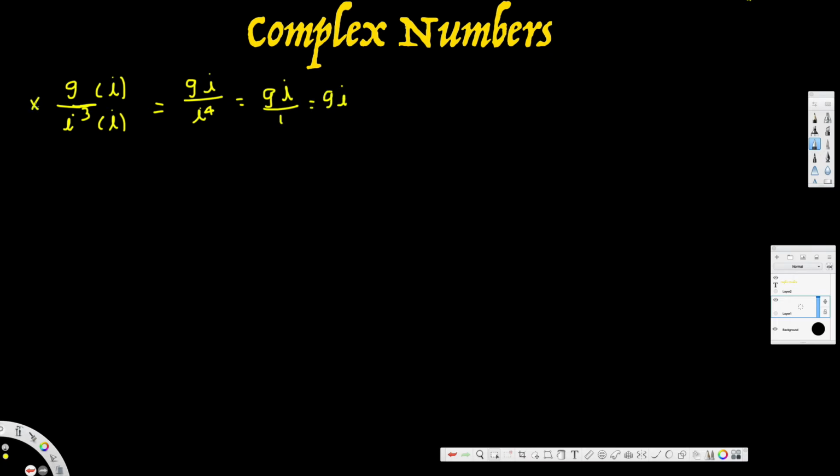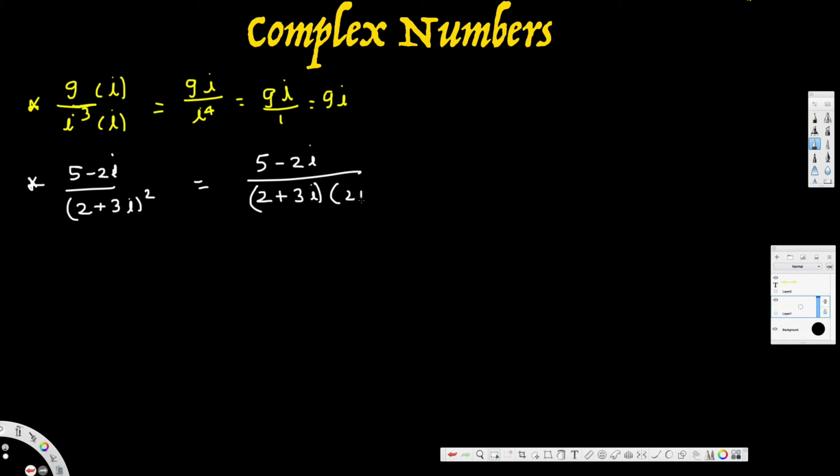Okay. Now let's look at another example. Let's say we have a question like this: 5 minus 2i divided by (2 plus 3i) squared. Here, first we have to expand the denominator and simplify. So the numerator is 5 minus 2i, and in the denominator we have (2 plus 3i) squared. We have to expand it like this: (2 plus 3i) times (2 plus 3i). Then to simplify this one, I'm going to FOIL it.